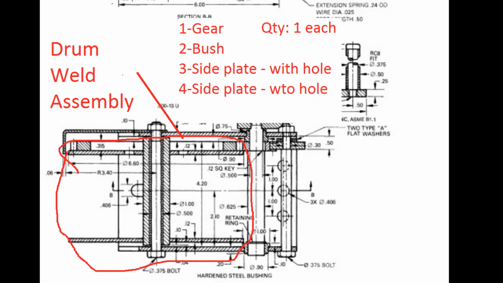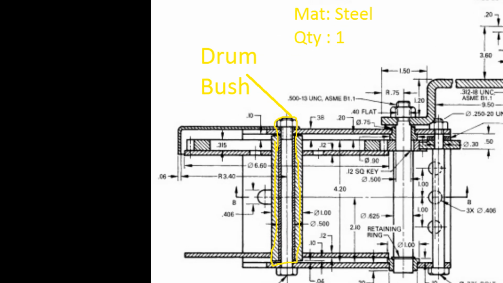Our next part is the drum weld assembly. This assembly quantity is 1, and the welded assembly consists of gear, bush, side plate with hole, and side plate without a hole. Our next part is the drum bush. Its material is steel and its quantity is 1. It is inserted in the drum weld assembly.